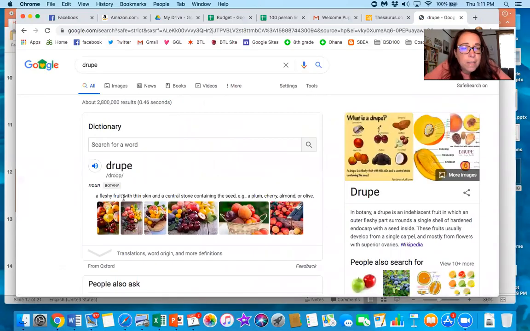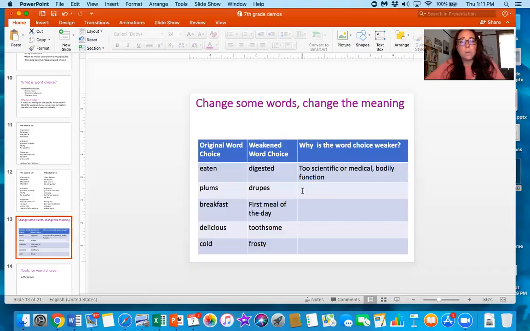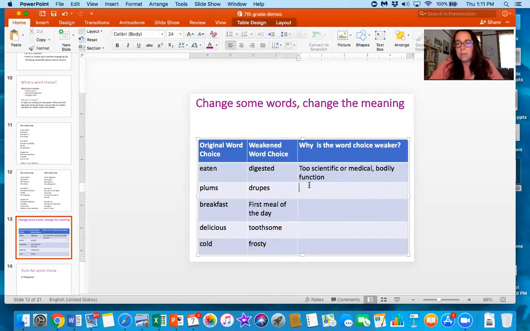And we see it's a fleshy fruit with thin skin and a central stone containing the seed, like a plum, cherry, almond, or olive. Okay, so a drupe is definitely a plum, but a drupe could also be an olive. It could also be an almond. It could also be a cherry. So you can see that in his poem, if it says, I have digested the drupes, that's not specific enough. Plum is a much more specific word that gives a better picture in someone's head. So the reason why drupes is not as good is, well, one, maybe not many people know it.